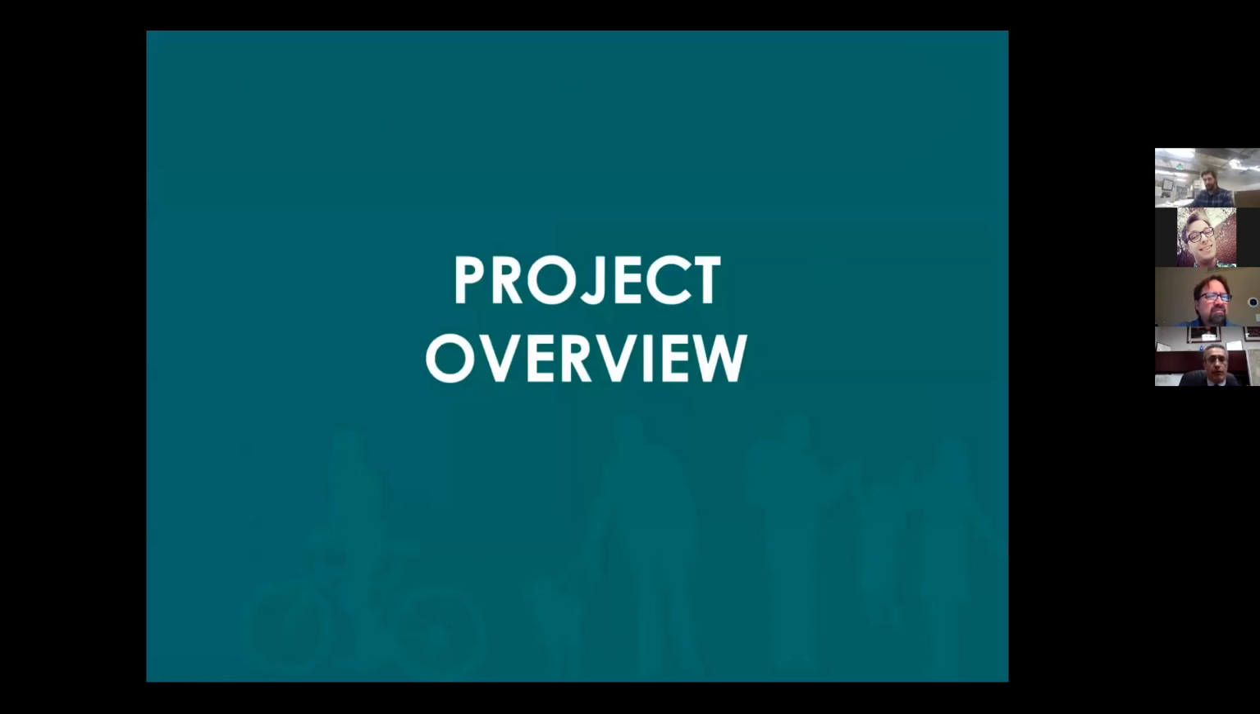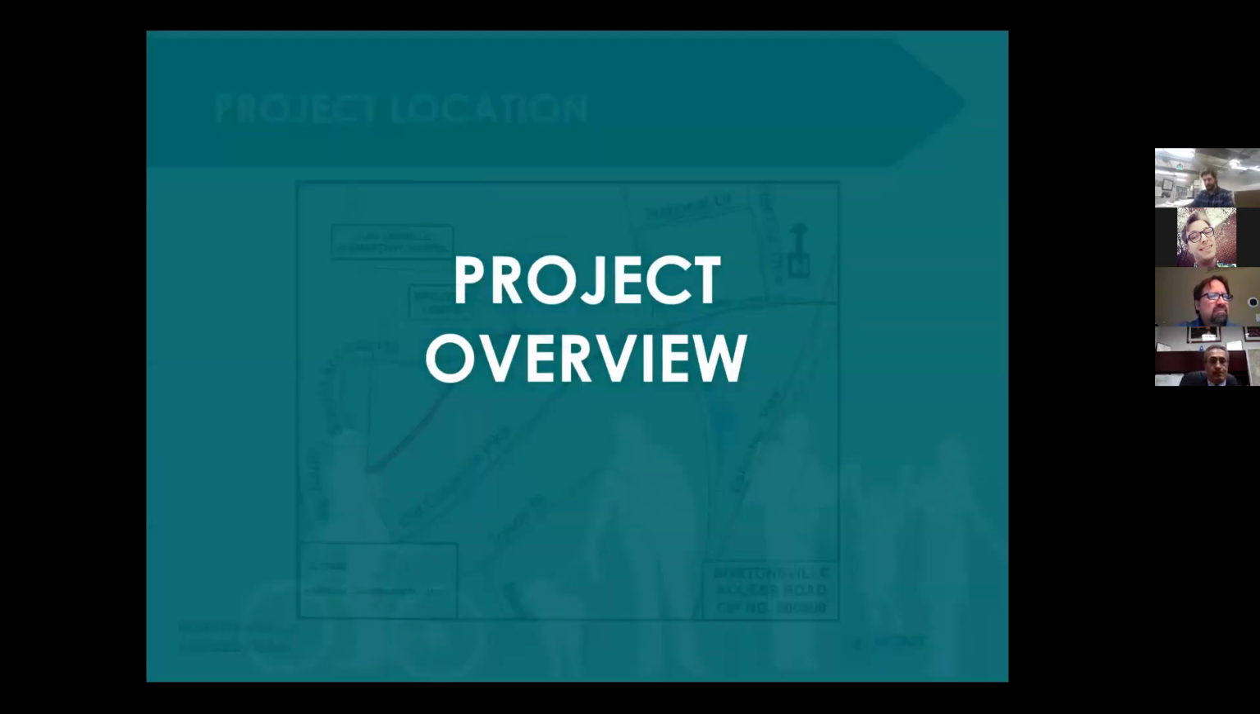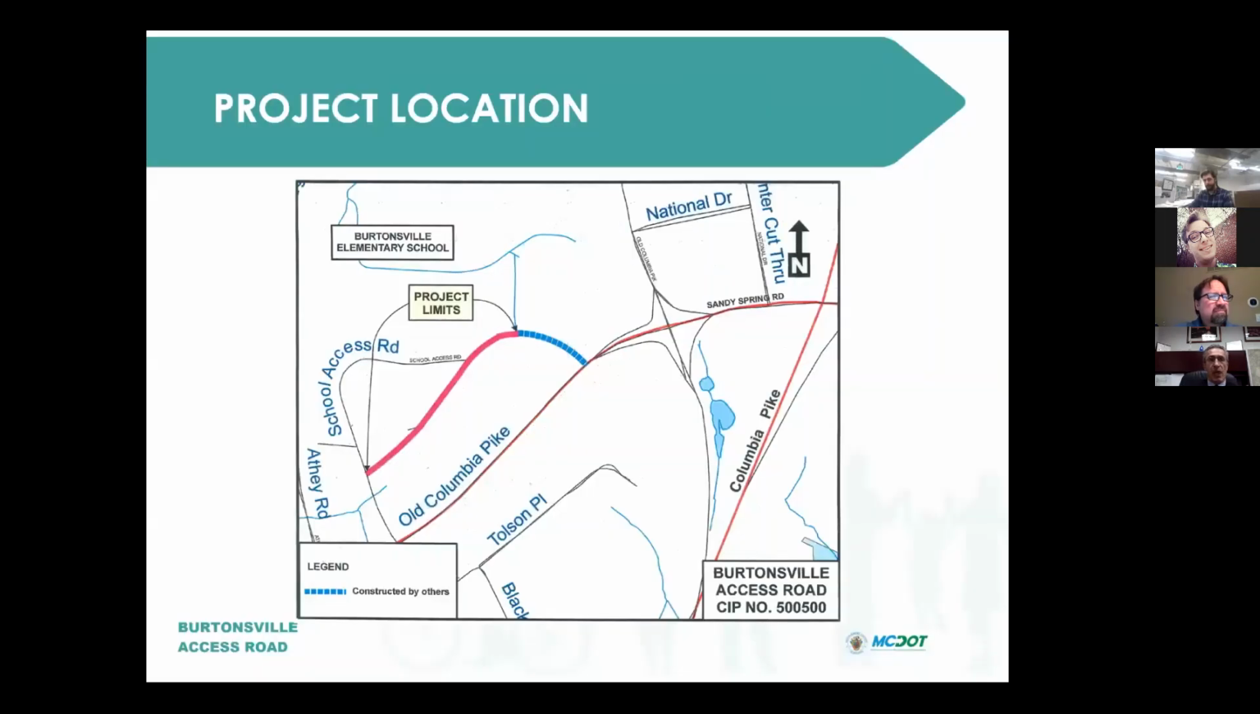As far as the overview of our project, next. You all should be familiar with the project now. The project limits is roughly 1,000 linear feet. It will go from the school access road and it will connect to the portion that's already been constructed, and that connects to Maryland 198. Next.